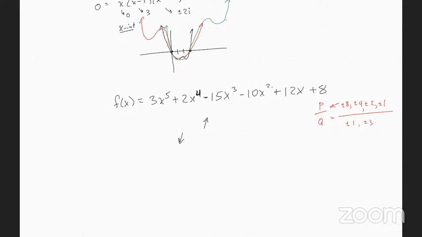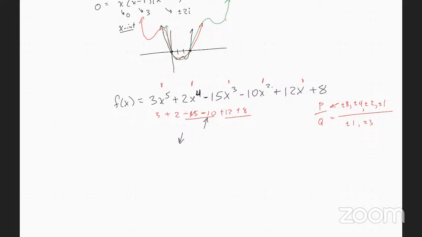Do you want me to do synthetic division? Well, no, not yet. I want you to just plug in the easiest ones. Plug in one and see if that gives you a zero. All right, plug in one. What would you get? Three plus two minus 15 minus 10 plus 12 plus eight. So that's negative 35 and positive 25. Oh, sorry, negative 25 and positive 25. Yep, that worked. So one is one of your zeros.